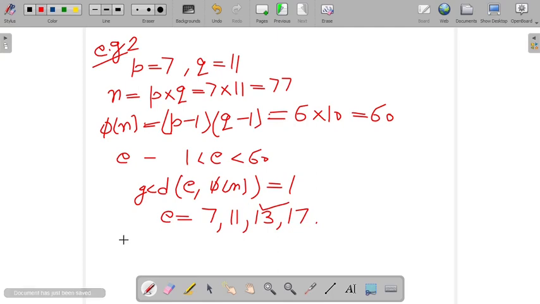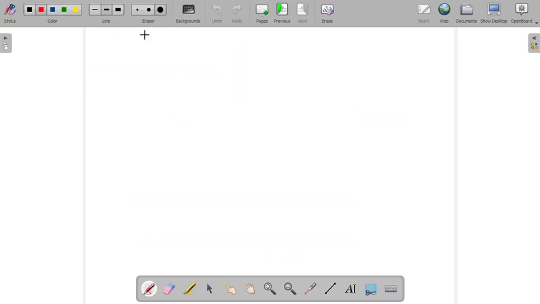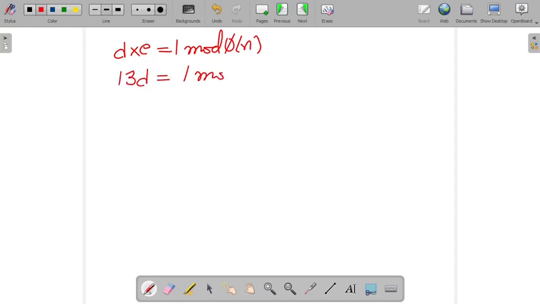You choose it. Find out the D. D multiplied by E is equal to 1 mod phi n. So how can I write this? Next page. D multiplied by E is equal to 1 mod phi n. Okay, so E is 13. You can write 13 D is equal to 1 mod 60. So you can write 60x plus 13y is equal to 1.